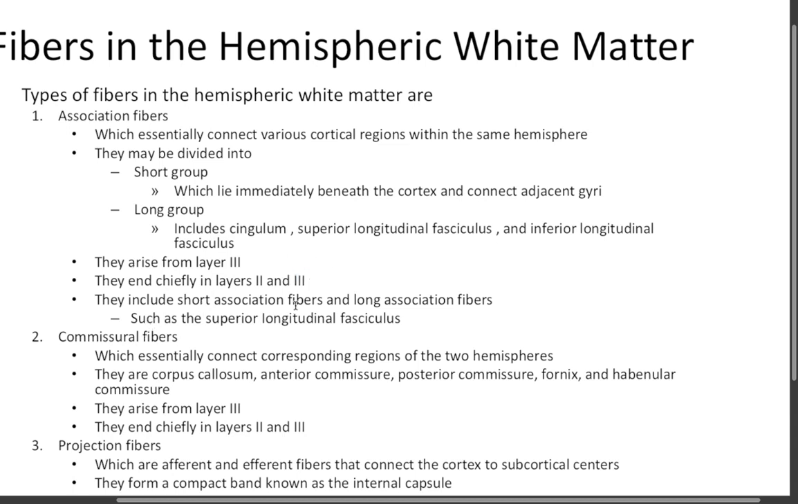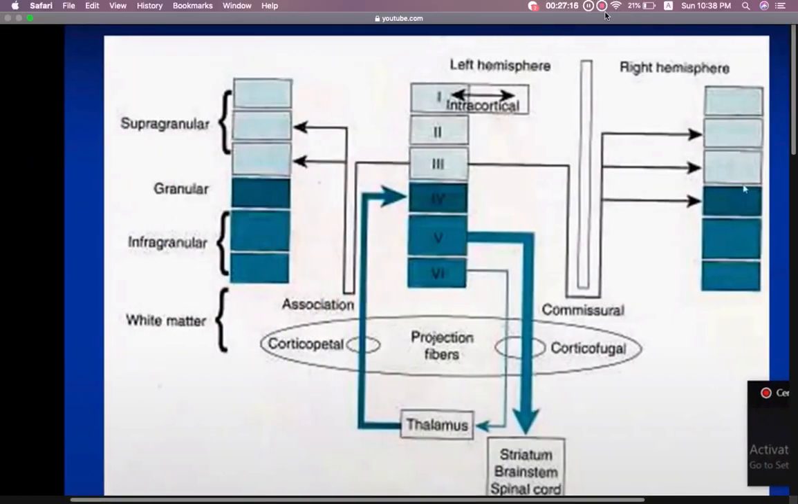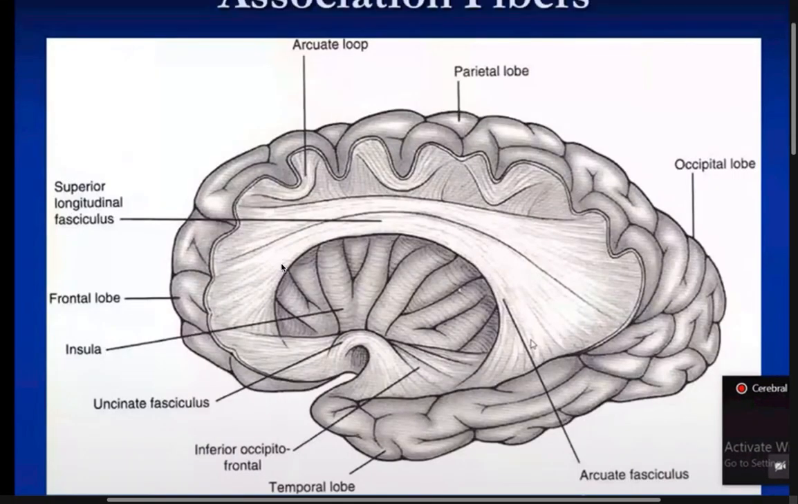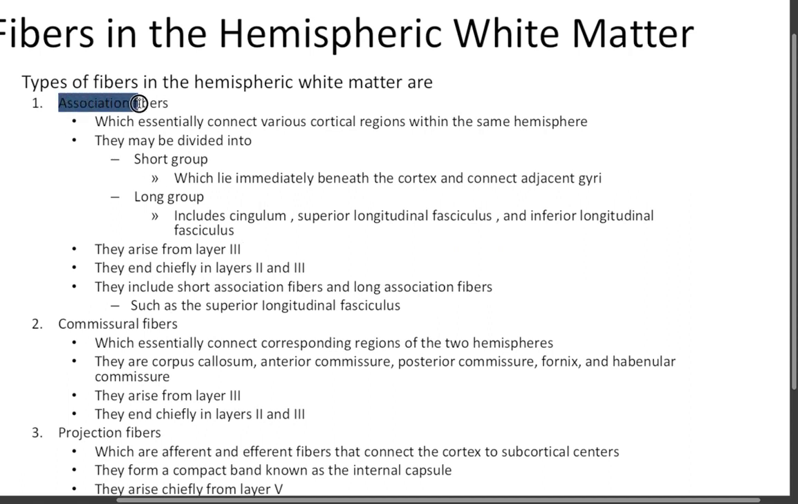They include short association fibers like this one immediately under the cortex or beneath the cortex connecting adjacent gyri, and they meet the superficial longitudinal fasciculus, which is categorized as a long one. If you just observe this picture here, you will be able to see that these are the fibers that connect several parts inside the white matter. So these fibers are inside the white matter, and we name them association fibers.